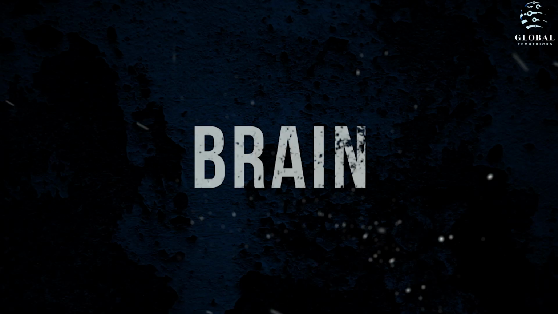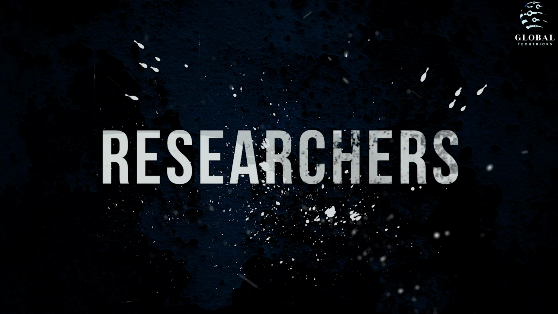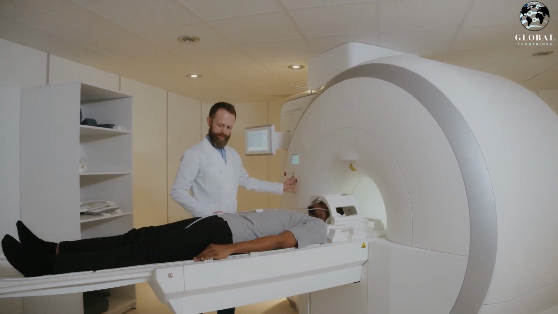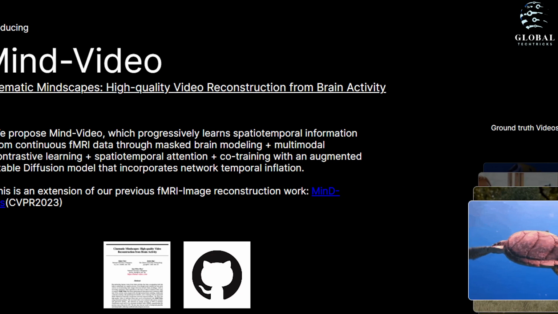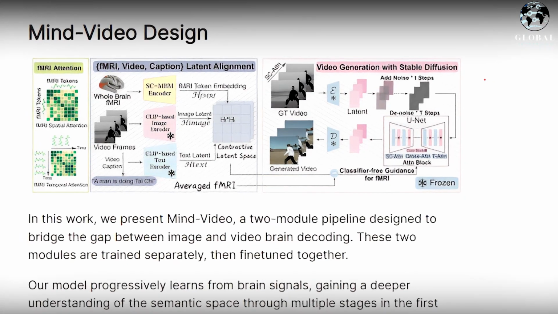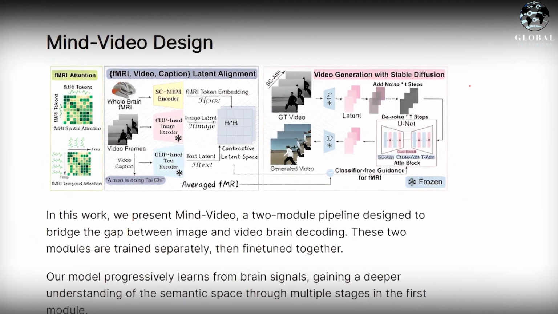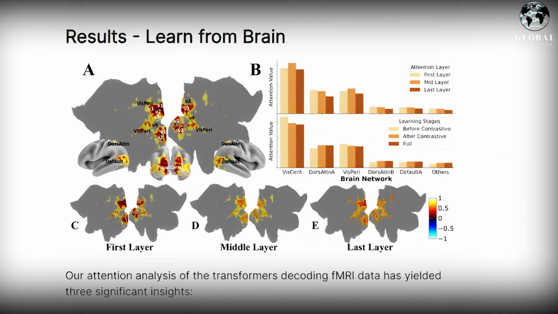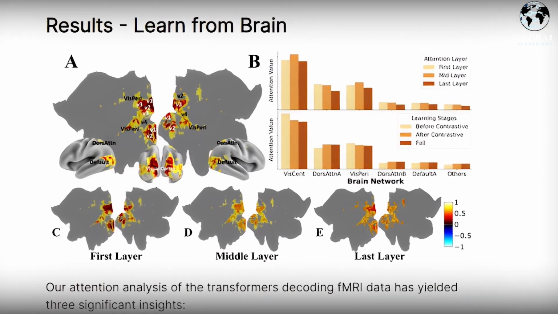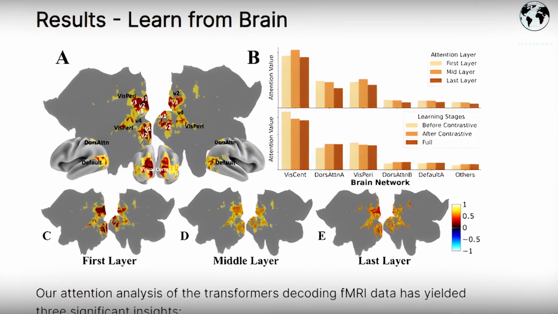Through a groundbreaking brain encoding process, researchers capture the neural patterns generated by the viewers' brains as they watch these videos. But it doesn't stop there. Using innovative decoding techniques, they can then reconstruct and unveil the visual content directly from the participants' brain activity. This mind-boggling technology opens up new possibilities for understanding how the brain perceives and processes visual information.